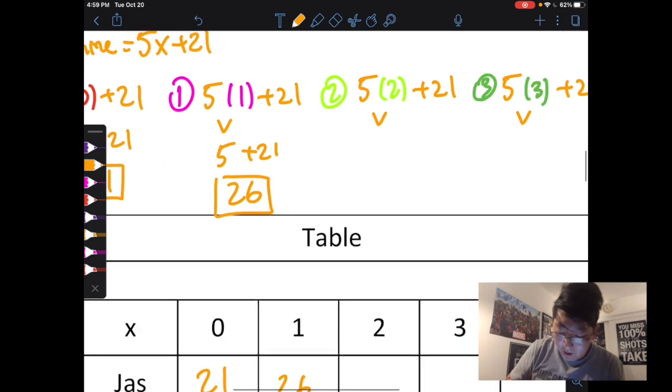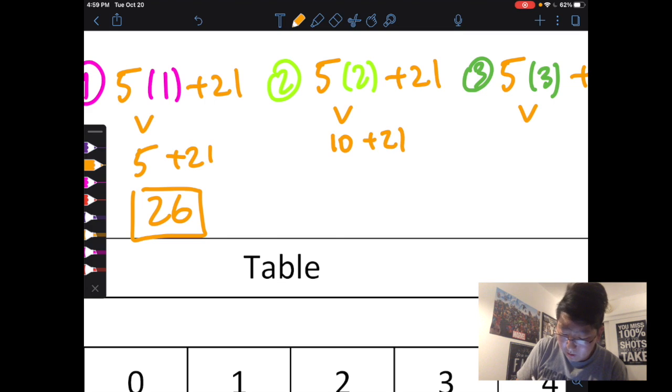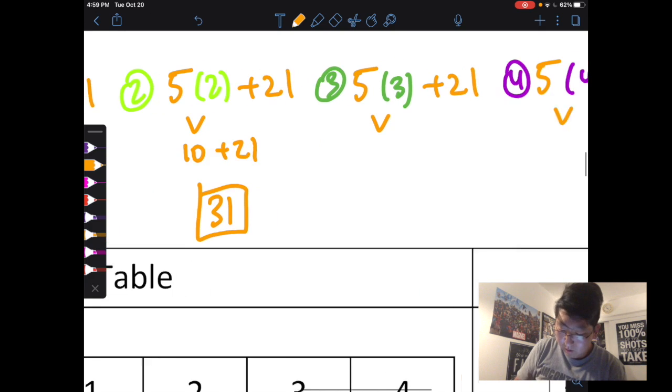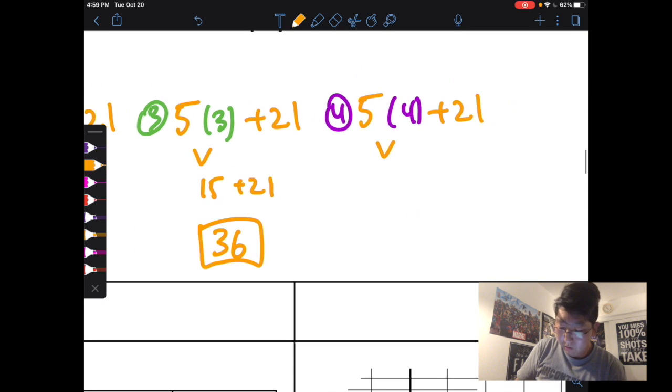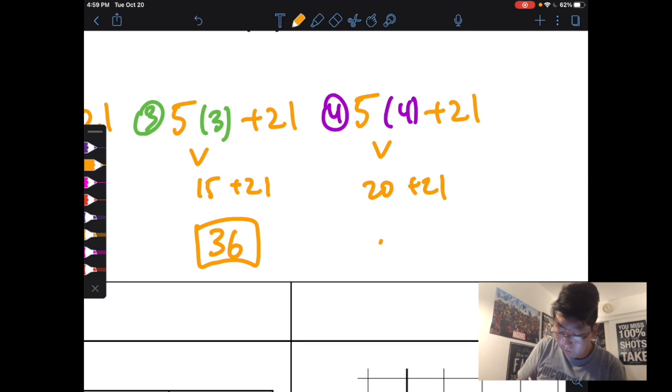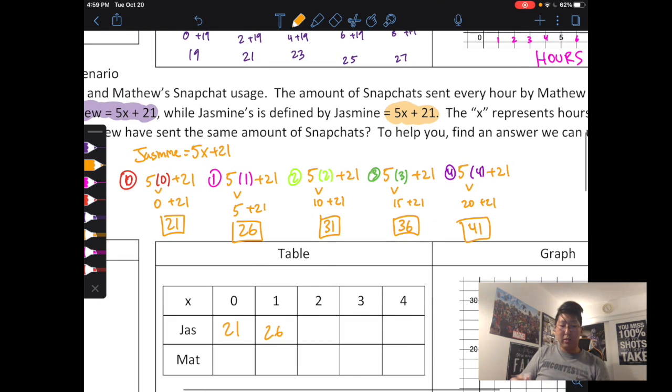There we go. All right, so 5 times 2 is 10 plus 21 is 31. 5 times 3 is 15 plus 21 is 36. And 5 times 4 is 20 plus 21 is 41. Go ahead and you can pause right here if you need to. So I'm going to fill this in: 31, 36, 41. When we replace x with 4, 5 times 4 plus 21, we get 41. So that's what I got here.